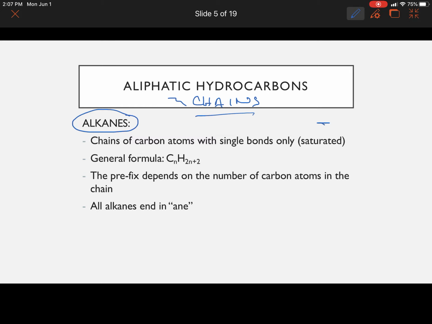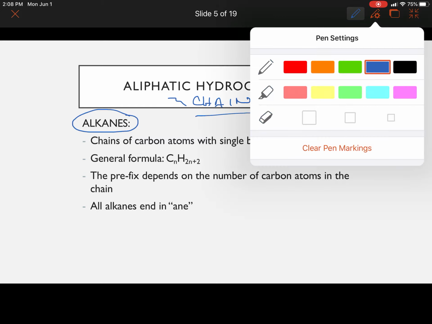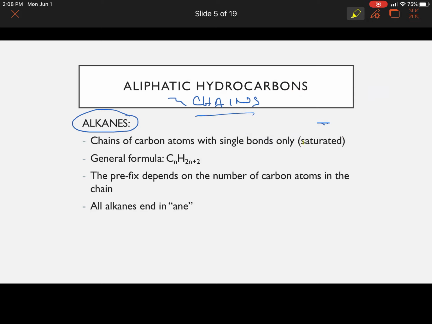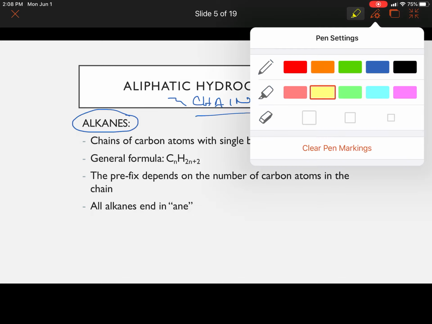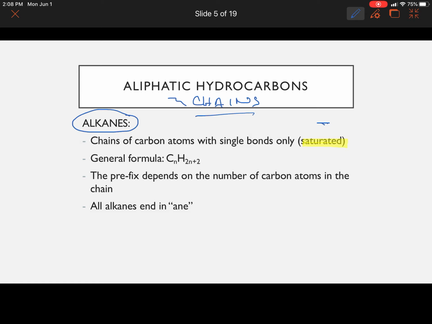That means you will only ever see one line like that, meaning the single bond. Now, these are saturated, so you can highlight that. Alkanes are saturated, and that means that they've only got single bonds. So make sure you make a note of that. The general formula is going to be CnH2n plus 2.